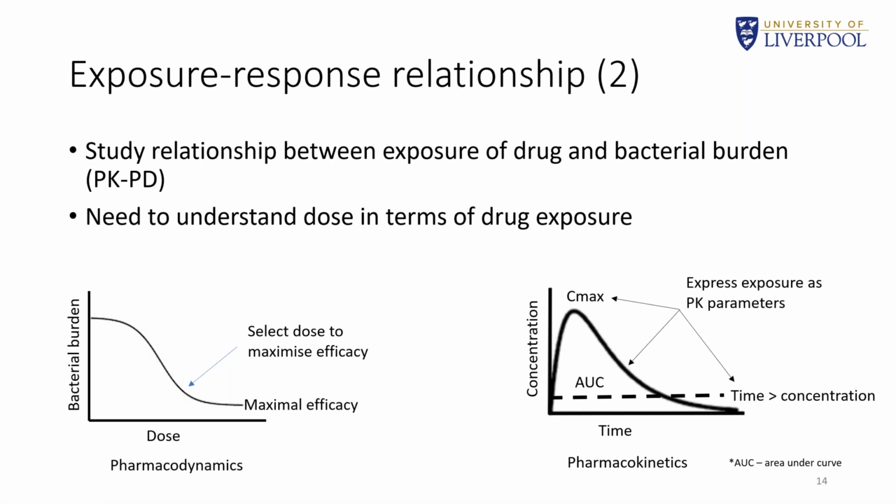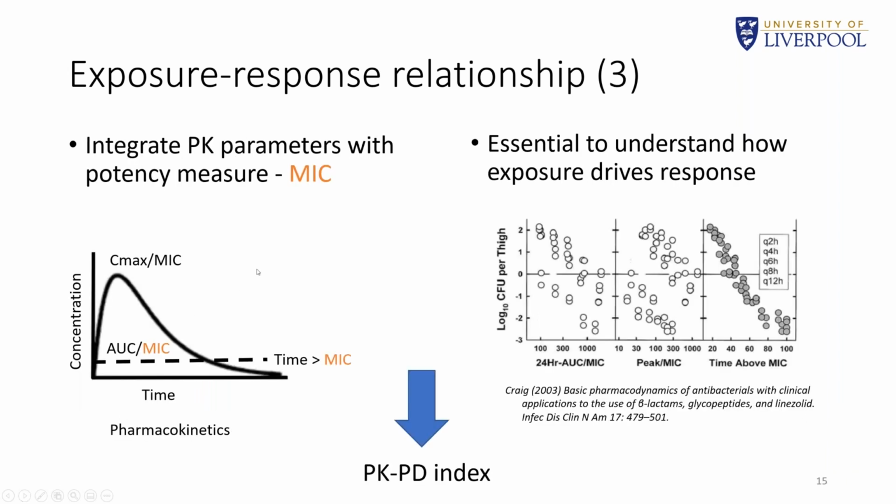So we can express various exposure parameters, and the ones we tend to use in this field to set an exposure target can be Cmax, the maximum concentration, the whole of that area under the concentration time curve, or time above a threshold concentration. And what we do is integrate these PK parameters with our potency measure, which is MIC. So we look at Cmax over MIC, AUC over MIC, or time above MIC.